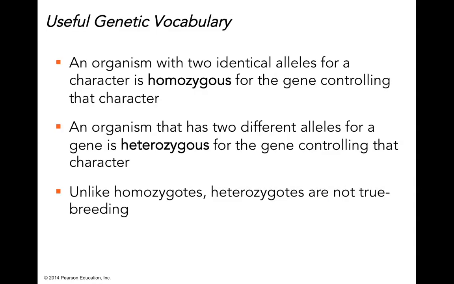So again, if you've got two copies of the same allele for a gene, we say that you are homozygous. If you have two different alleles, two different versions of the same gene, we would say you are heterozygous. So homozygotes are true breeding, heterozygotes are not.